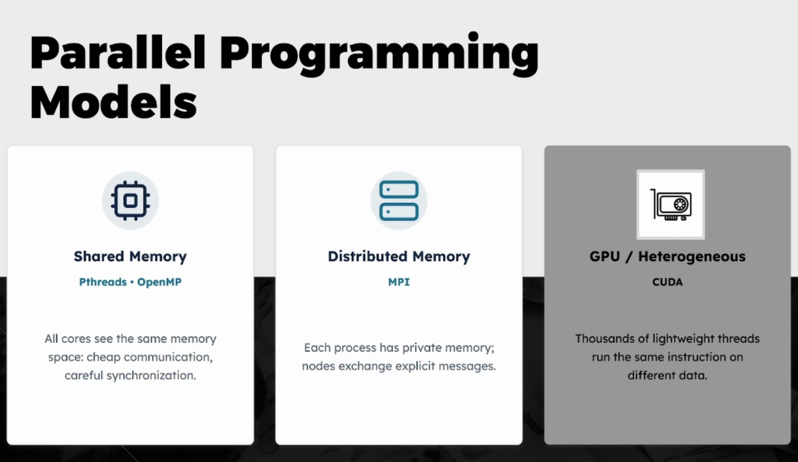GPU-based programming takes a different approach entirely, using thousands of lightweight threads that all execute the same instructions on different pieces of data. And increasingly, systems combine all of these into heterogeneous computing, where a program might use multiple machines, each with multiple CPU cores, each of those paired with a GPU.